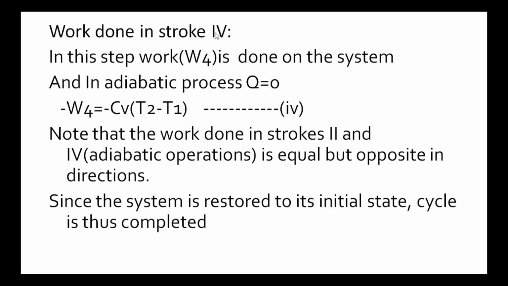Work done in stroke 4. In this step, work W4 is done on the system. In an adiabatic process, Q is equal to 0. Therefore, here also a minus sign is given for work done because work is done on the system. So, minus W4 is equal to minus CV into (T2 minus T1). Note that the work done in strokes 2 and 4 are equal and in opposite direction. Since the system is restored to its initial state, the cycle is thus completed.